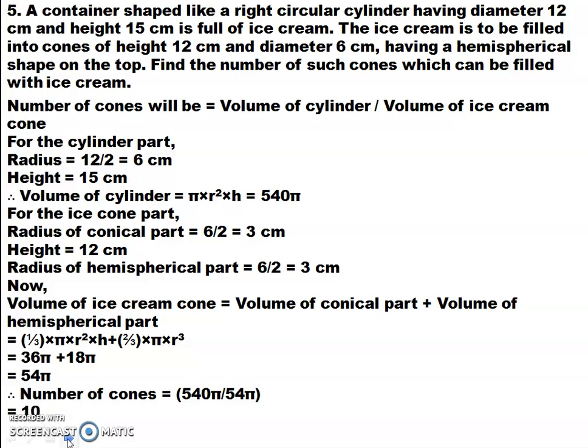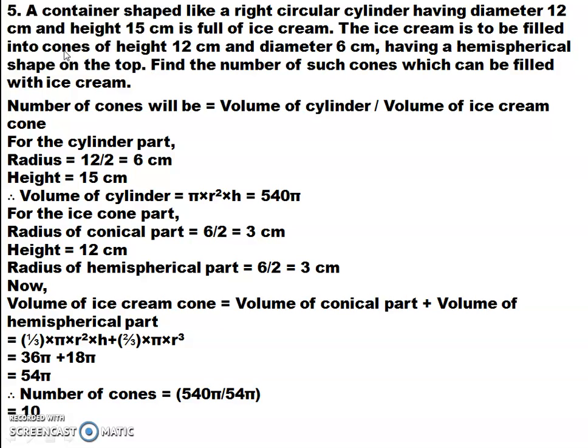The second is a combination figure of cone and hemisphere. So you should know the formulae for volume of cylinder, volume of hemisphere and volume of cone. Now, you know what is the volume of a cylinder. It is pi r squared h.